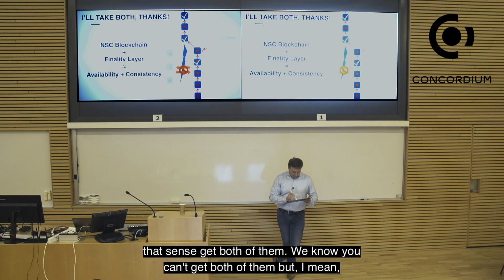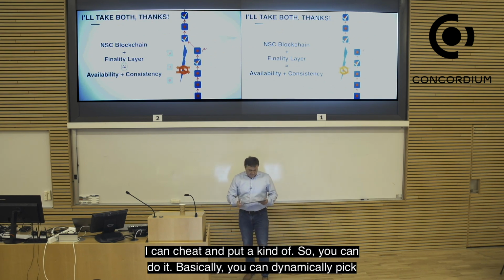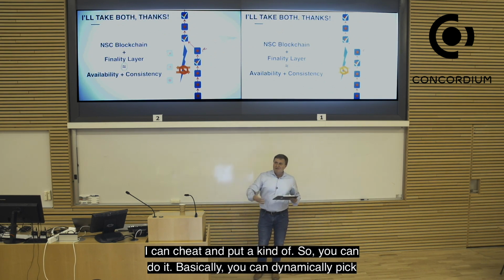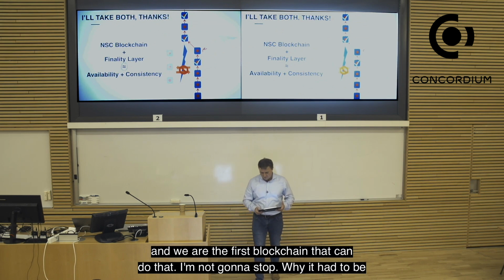We know you can't get both of them, but I can cheat. Basically, you can dynamically pick availability and consistency with this kind of design. And that is really cool. And we're the first blockchain that can do that.